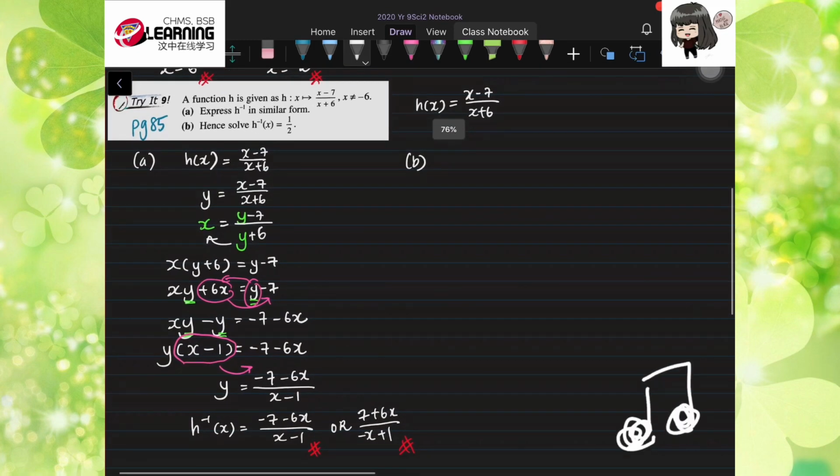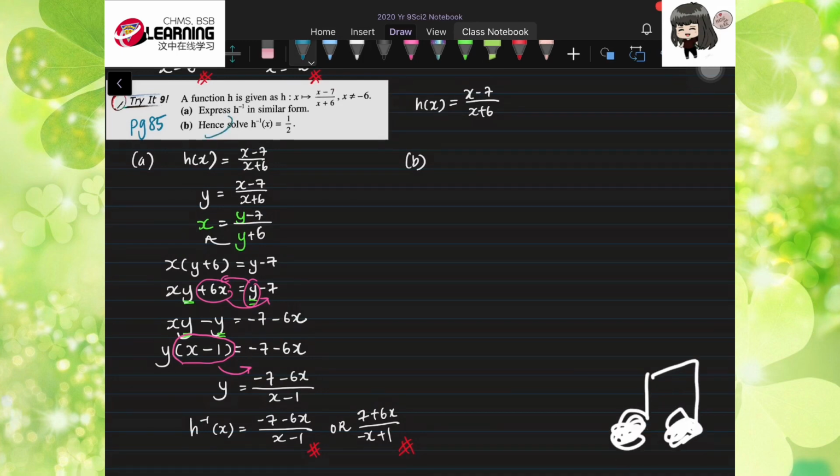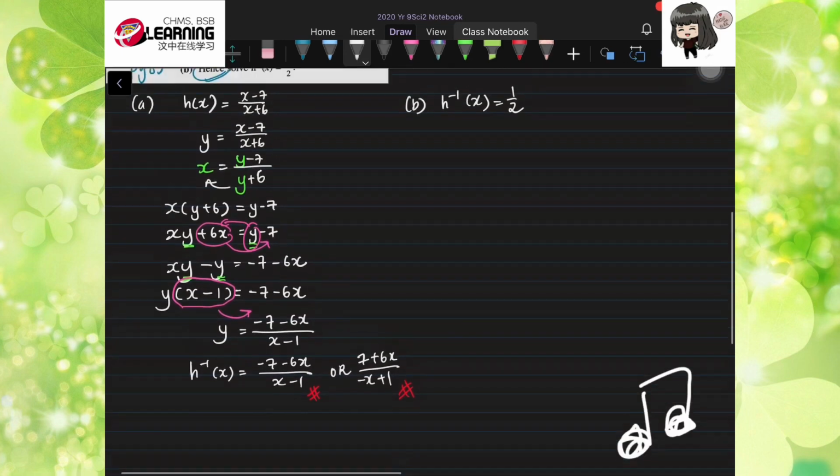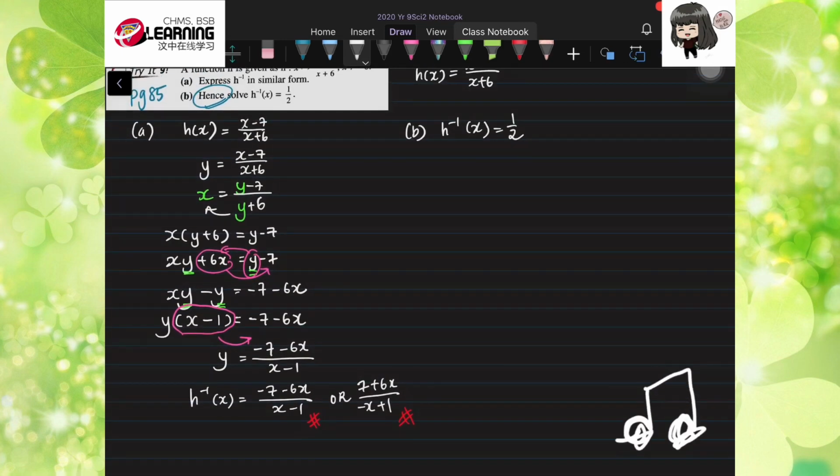Hence. The word hence here means you need to get its link from part A. In part A you have found your H inverse. Now part B, solve H inverse of x equals to half. Your H inverse, you already got the answer. You use either one. Let's say I'll be using the one that I've gotten earlier.